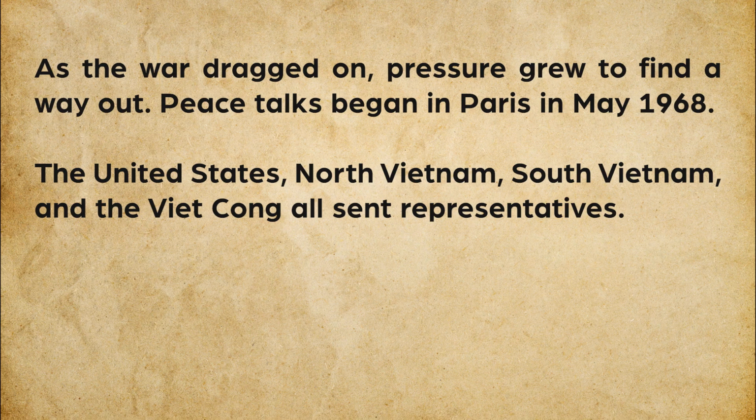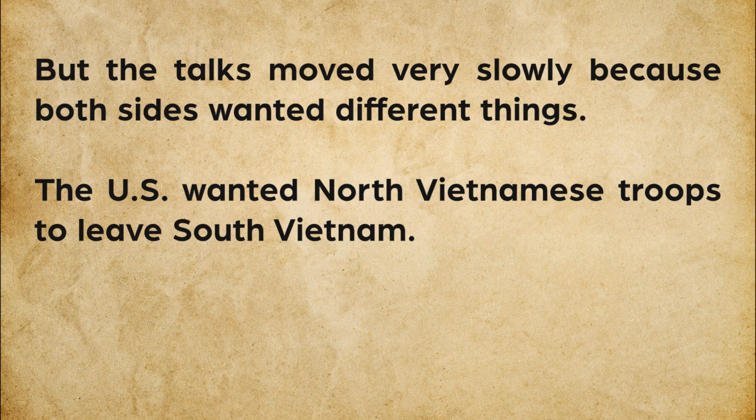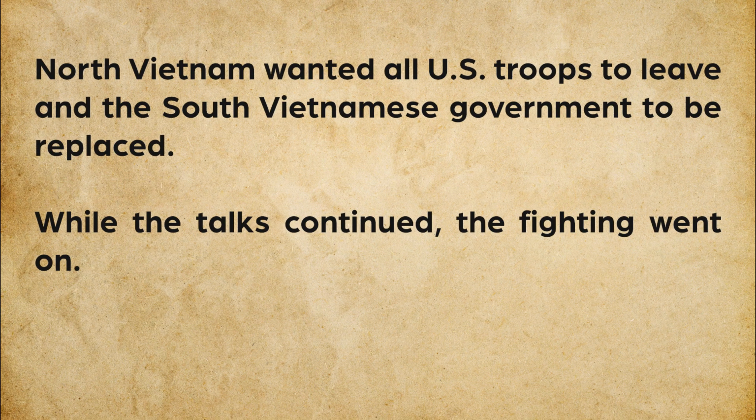Peace talks began in Paris in May 1968. The United States, North Vietnam, South Vietnam, and the Viet Cong all sent representatives. But the talks moved very slowly because both sides wanted different things. The U.S. wanted North Vietnamese troops to leave South Vietnam. North Vietnam wanted all U.S. troops to leave and the South Vietnamese government to be replaced. While the talks continued, the fighting went on.